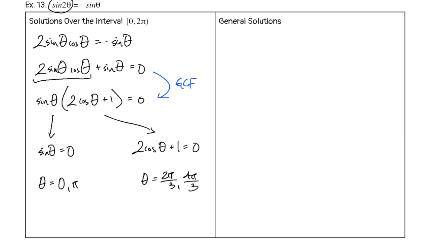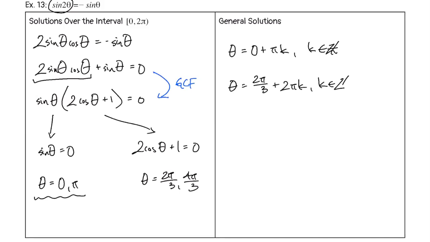Okay. So the good news here, though, is these two, the 0 and the pi, I can collapse those into a single solution because they're separated by pi. So I could say theta equals 0 plus pi k for 1. And then the other two, unfortunately, are not separated by a half circle. So I have to write those all out.